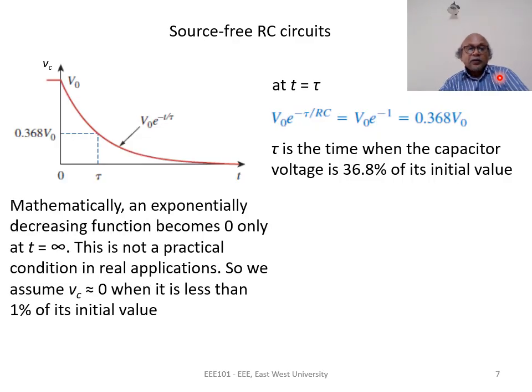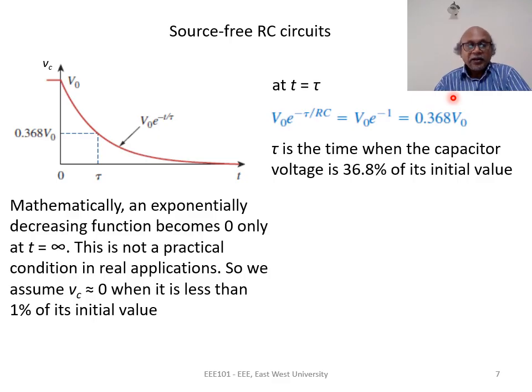Okay. Now mathematically, an exponentially decreasing function becomes 0 only at t equal to infinity. But this is not a practical engineering condition in real application. We want to adopt a more realistic condition when we can call the capacitor voltage 0. The commonly used definition says that the capacitor voltage may be treated as 0 when its value is less than 1% of its initial value.